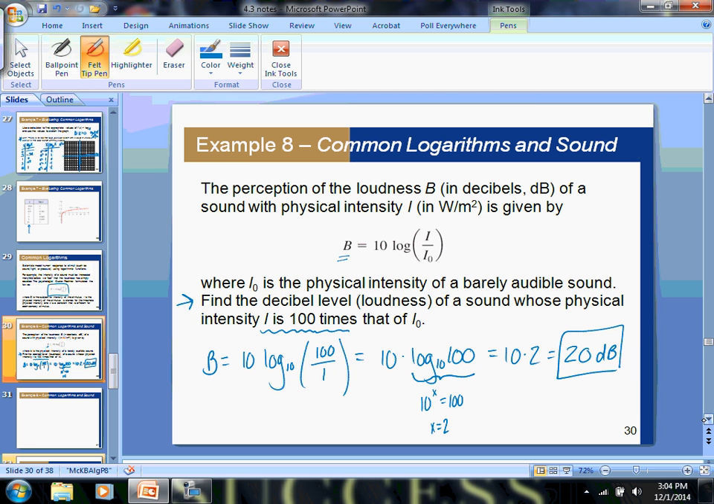Okay? So remember those properties for simplifying logarithms, even when you see them in more complicated applications.